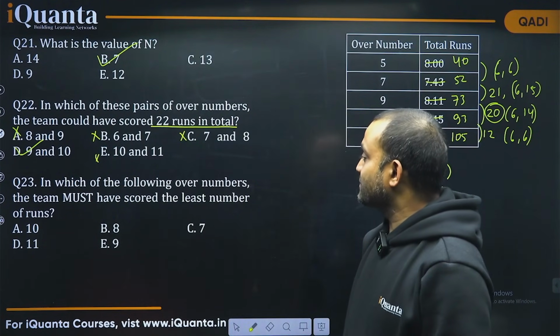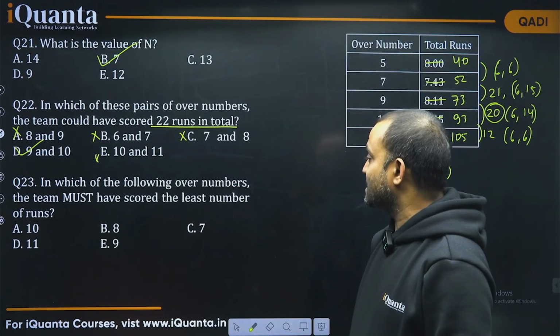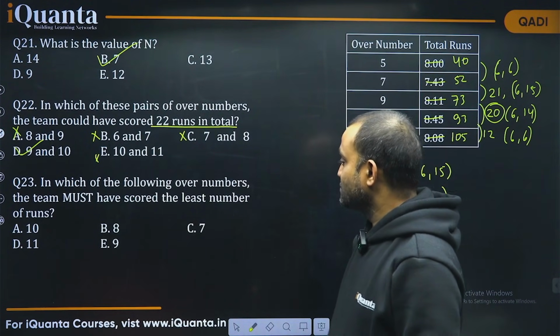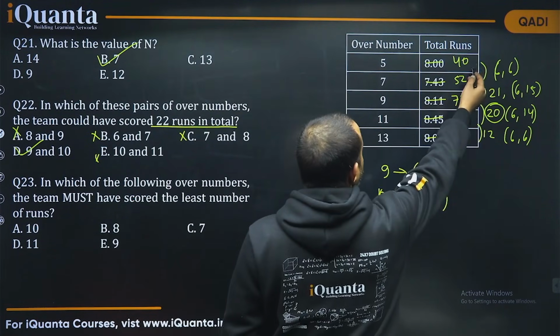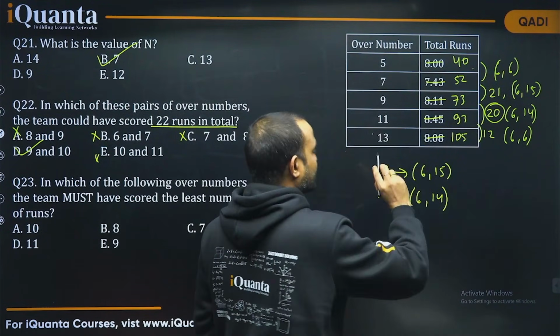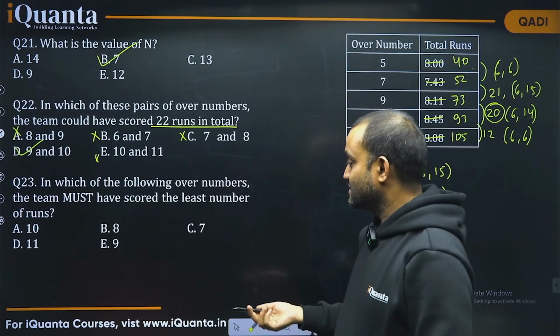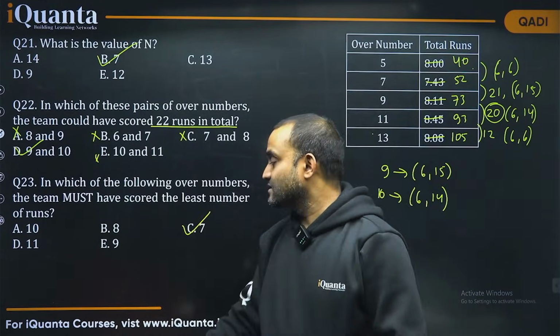Question number 23: in which of the following over numbers must the team have scored the least number of runs? So we know that the least number of runs were scored in the 6th, 7th, 12th and 13th overs, which is 6. So only option C makes sense, which is 7.